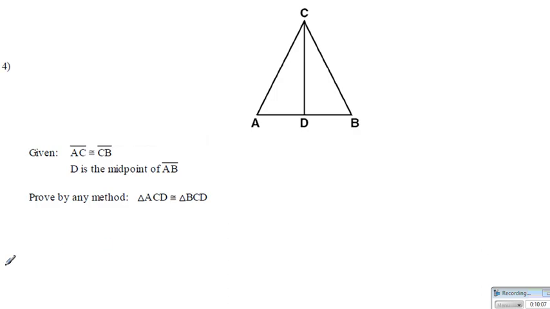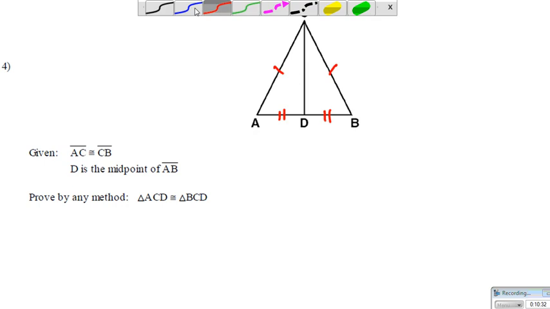All right, let's look at number 4. Let's look at this one together. Line segment AC is congruent to CD. Now, D is the midpoint. So, midpoint means it divides the line segment into two equal parts. And somehow we have to prove that these two triangles are congruent. Oh, we have been given two conditions already. Oh, wait a minute. The line segment CD is reflexive. Hence, what we can do is side, side, side.